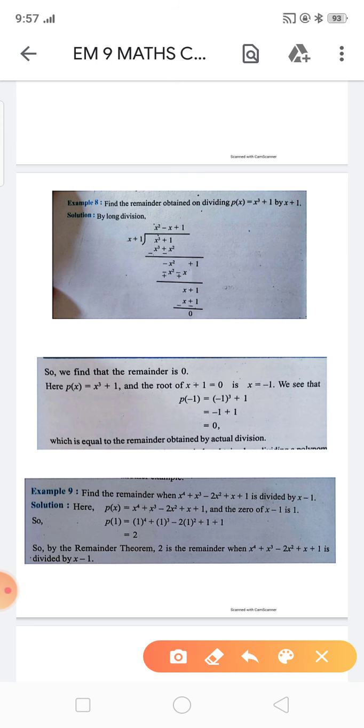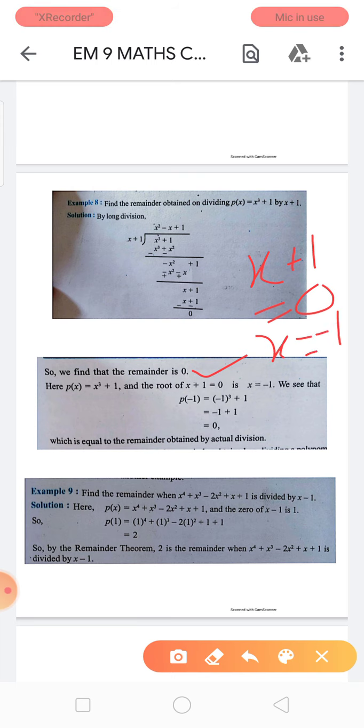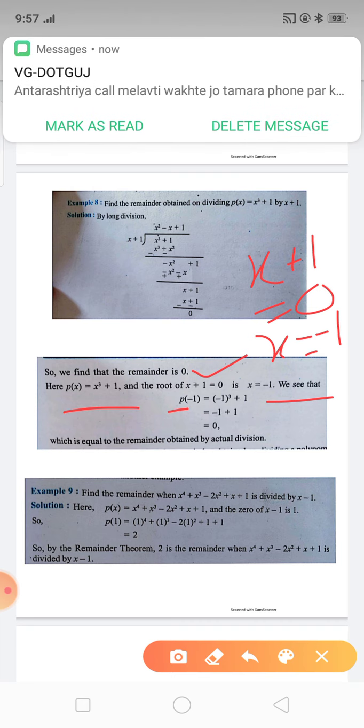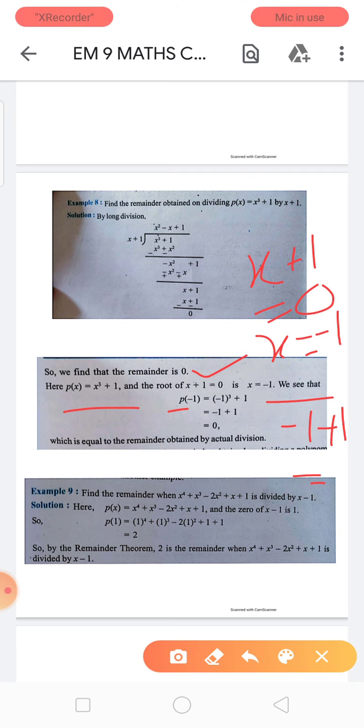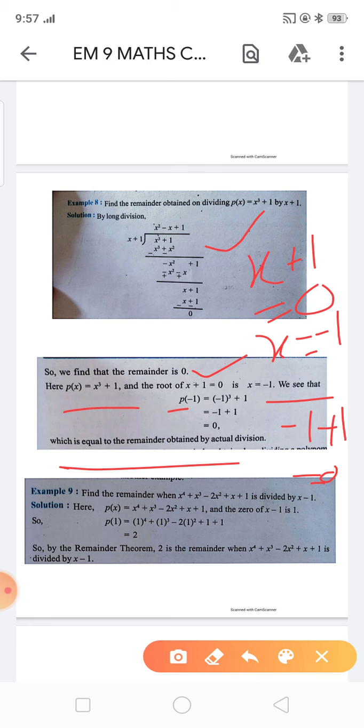To check that our remainder is 0, for that we find the root: the divisor equal to 0, and we get the value of x is minus 1. Substituting in our polynomial dividend, we get p of minus 1 is equal to minus 1 cube plus 1. Minus 1 cube means minus 1, and the last plus 1, minus and plus cancel and the answer is 0. This is equal to the remainder obtained by actual division. So first we solve our sum by the long division method, and to check, we find the root and substitute in our polynomial, and we get that our remainder is correct.